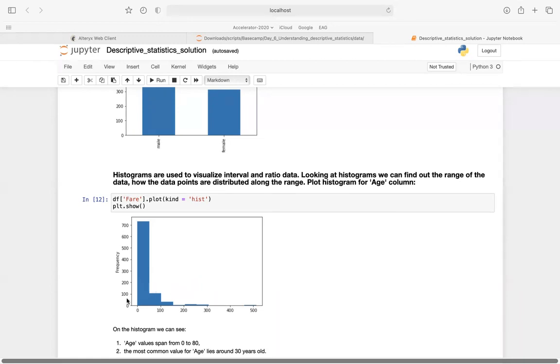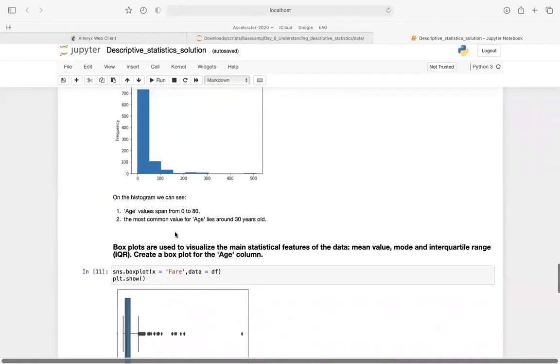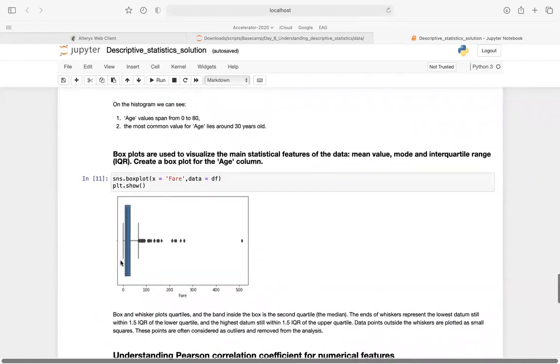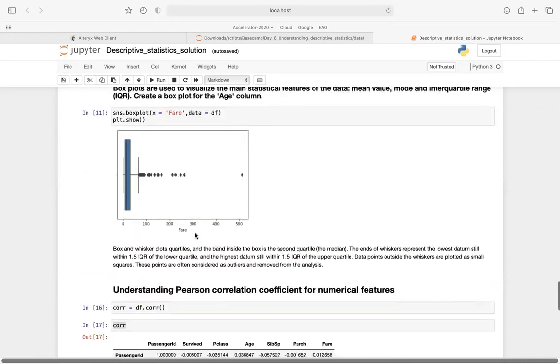Okay, so now as I know my fare column is pretty much skewed, or it is not normally distributed, I exactly know what I have to do on this column, right? Similar to that, we talked about the box plot, how you interpret the box plot. What do these lines mean? What do these smaller dots mean? How are these outliers, right?